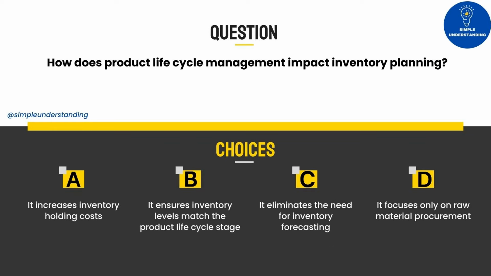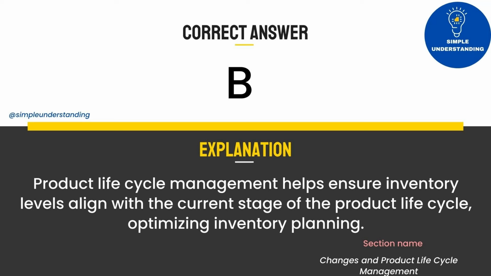8. How does product life cycle management impact inventory planning? A. It increases inventory holding costs. B. It ensures inventory levels match the product life cycle stage. C. It eliminates the need for inventory forecasting. D. It focuses only on raw material procurement. Correct answer, B. Overall explanation. Product life cycle management helps ensure inventory levels align with the current stage of the product life cycle, optimizing inventory planning.